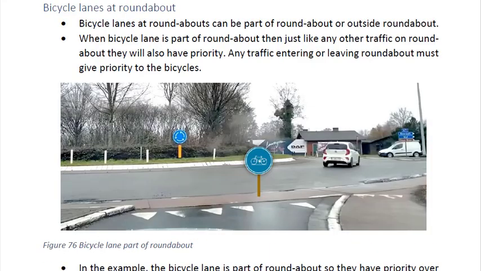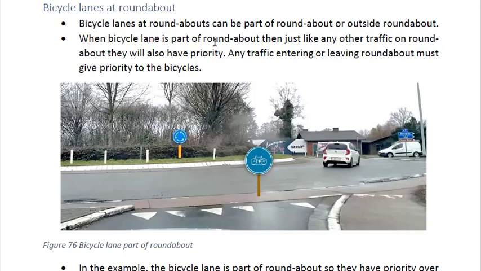Now, there can also be bicycle lanes at roundabouts. So these also have different scenarios, and you must pay attention to that. Bicycle lanes on the roundabout or at a roundabout can be part of the roundabout, or it can be outside the roundabout. So both situations are possible. The bicycle lane can be part of the roundabout, or it can be outside the roundabout.